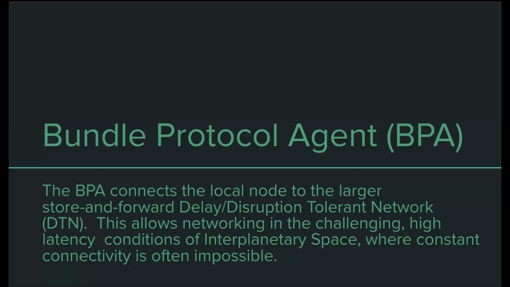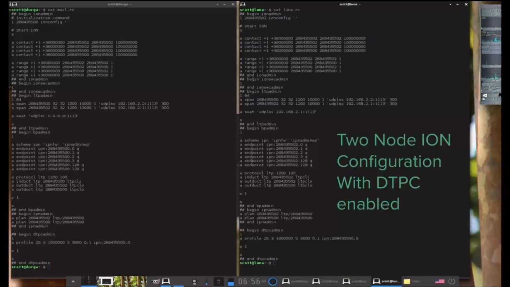Finally, the bundle protocol agent. This connects the local bundle protocol node to the larger store and forward delay and disruption tolerant network. This is the key advance that allowed reasonable networking to happen in high latency and disrupted path environments. Here we see the run control files, the configurations that we set to perfect the connection between these two bundle protocol enabled hosts.